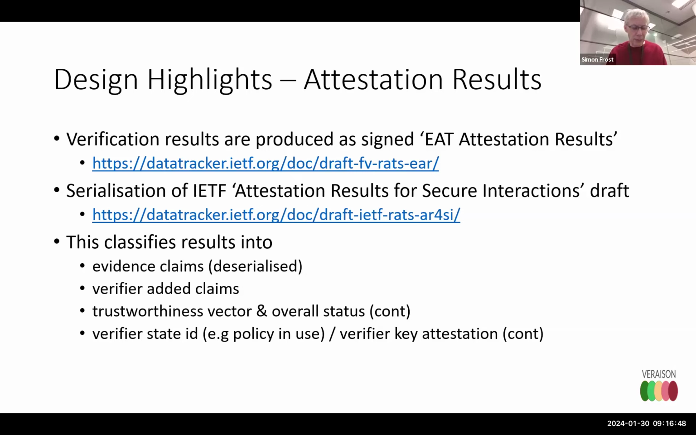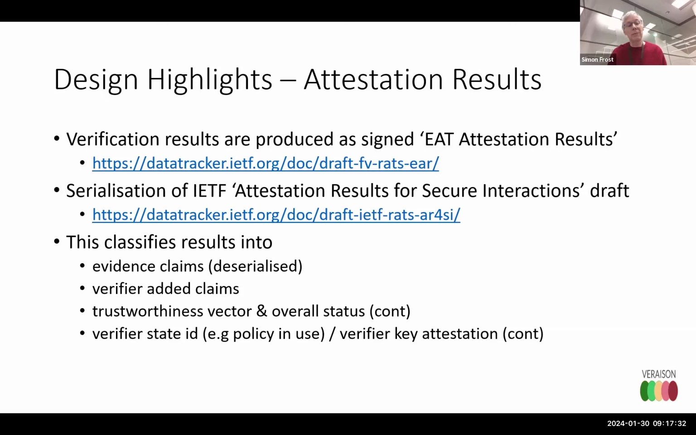for whatever's important. And there's some interesting work that came out of the RATS group, which is the attestation results for secure interactions, which I'll talk more about in a minute. So it's a way of normalizing data. But then the work done on top of that, which has been contributed and implemented within Verizon, is the EAT attestation results, which is a way of classifying evidence down into particular groups. So saying, we found these claims. It may have been a blob you dealt with, but we found these claims, and we were able to match them up to particular reference values or whatever.